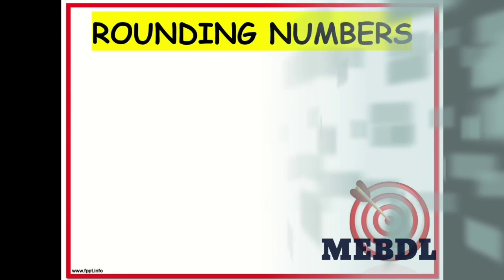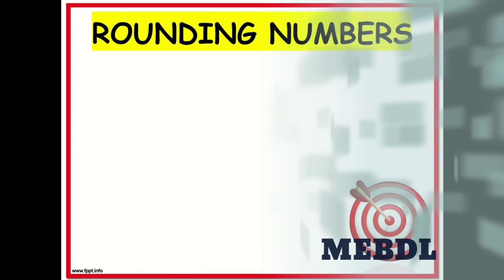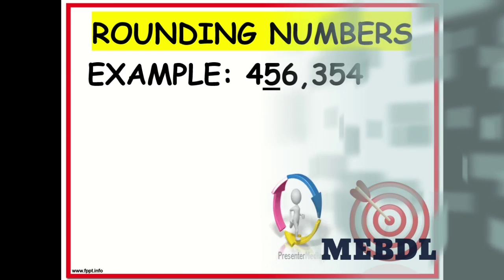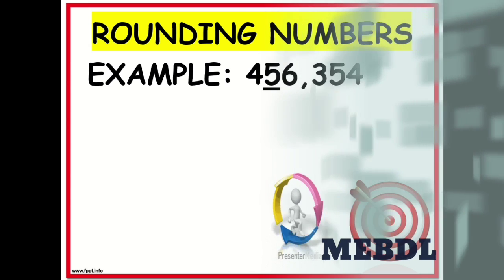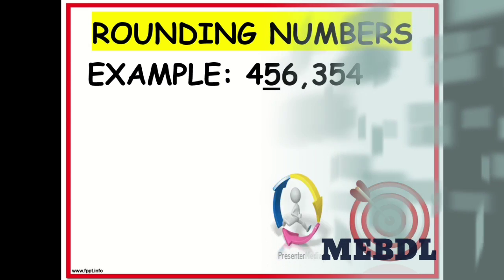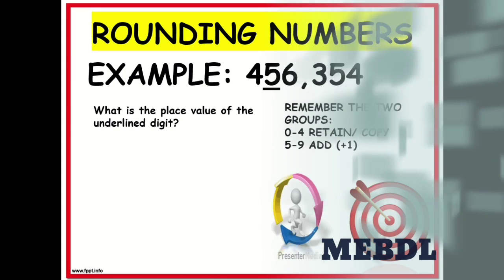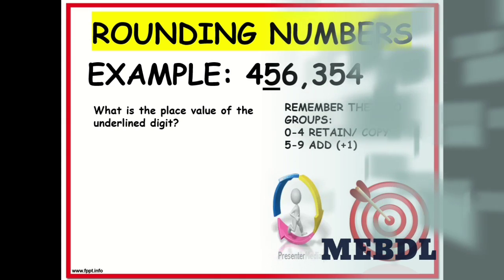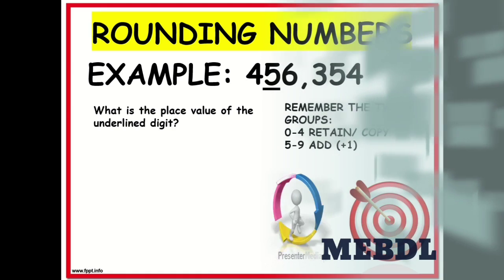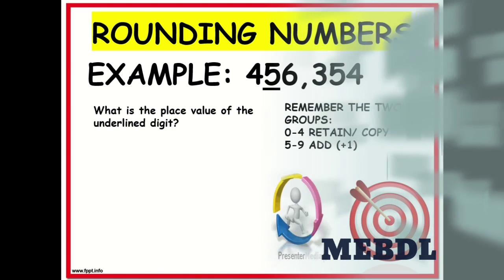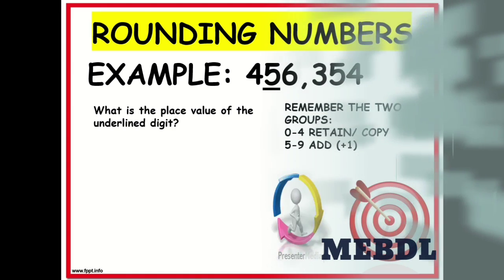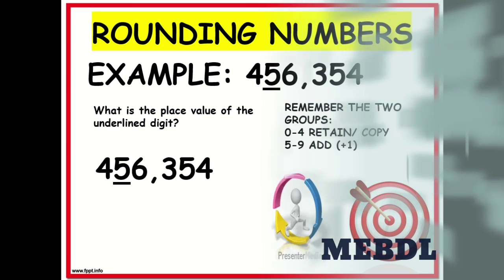Let's have our first topic, rounding numbers. Example number 1, we have 456,354. The underlying digit is 5. In rounding numbers, remember the two groups: 0 to 4, retain or copy; 5 to 9, we just need to add 1.